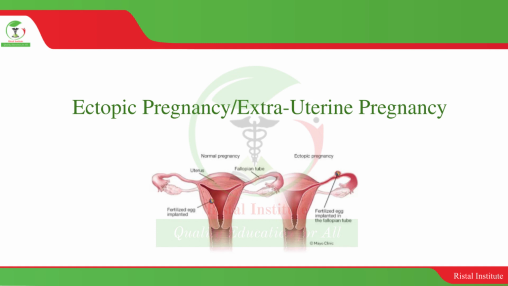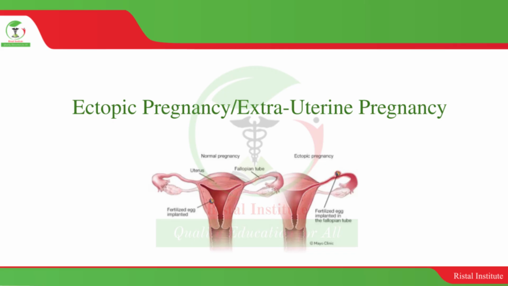After fertilization of the egg or the ovum, it moves until the endometrium, which by then is known as mesoderm, then it is implanted there. This is the normal process.